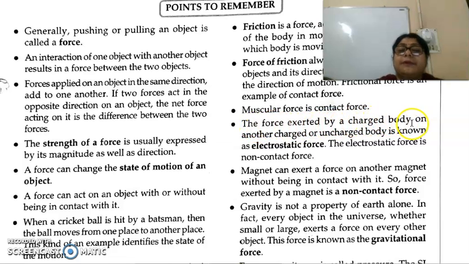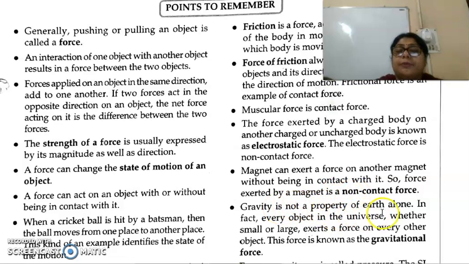The force exerted by a charged body on another charged body or uncharged body is known as electrostatic force. So the electrostatic force is also a non-contact force. In electrostatic forces we have seen that bodies of the same charge repel each other. If both are positively charged, they will repel each other, but if they are oppositely charged, they will attract each other. A magnet can exert a force on another magnet without being in contact with it. So the force exerted by a magnet is a non-contact force.